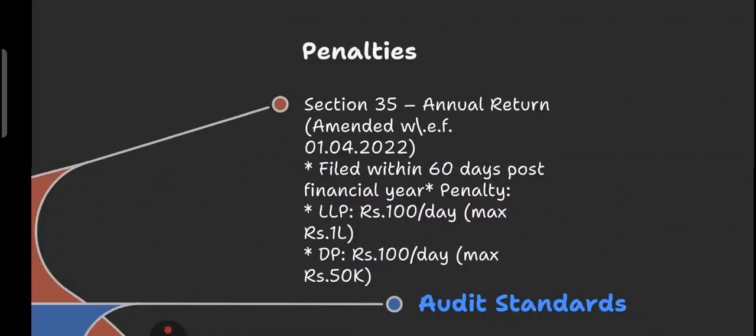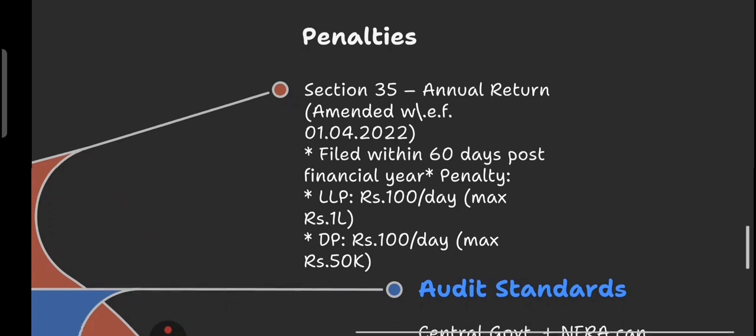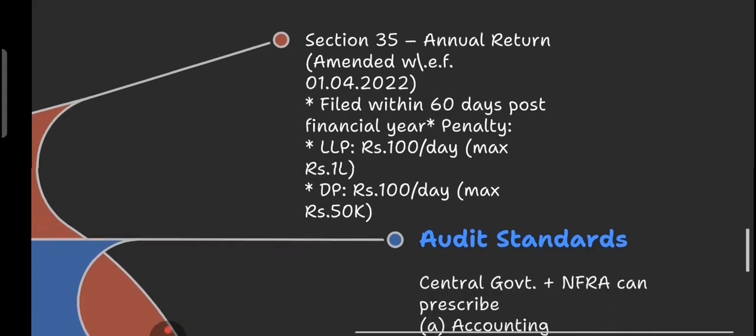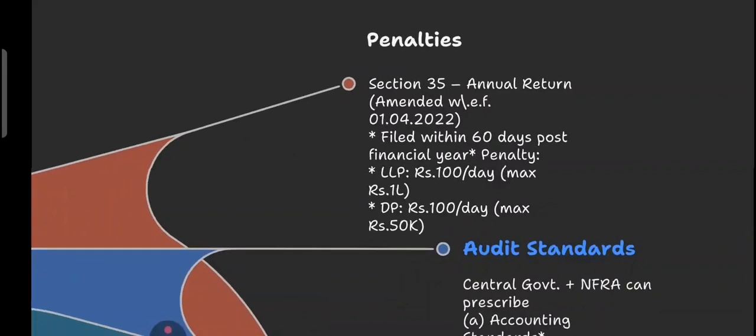As per section number 35, any delay in filing the annual return after 1st April 2022 attracts a fine. What is the fine? 100 rupees per day for the LLP and the designated partner, right? Same 100 rupees per day. Maximum it can go to 1 lakh for the LLP, and for the designated partner it can go to 50,000. There is no cap on days, so more delay, more penalty.